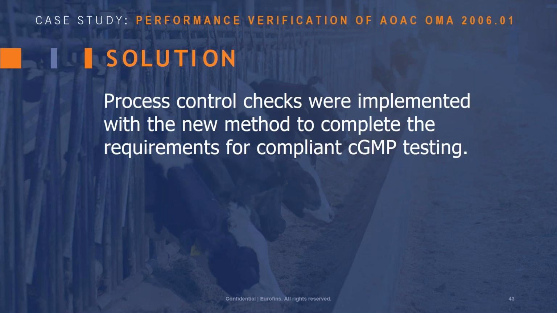Finally, the solution. After the completion of the method performance verification experiments, the data was summarized by the laboratory analyst, reviewed for accuracy and quality requirements by a scientist, and then assembled as a report, which is distributed for review and approval throughout the laboratory. It's maintained in compliance with local SOPs and strict change control. After a quality control plan is defined and process control checks like trend charting for system suitability parameters and quality control samples are implemented, the method is ready for regulatory compliant testing. Next slide, please.